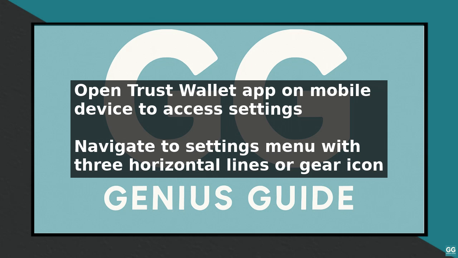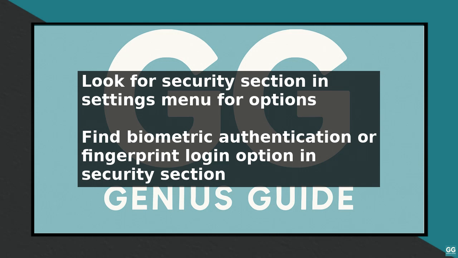In the Settings menu, look for the Security section, which may be labeled as Security or Security Settings. This is where you will find various options to enhance the security of your Trust Wallet account. Within the Security section, search for the biometric authentication or fingerprint login option. This option allows you to enable fingerprint recognition as an additional layer of security to access your Trust Wallet account.